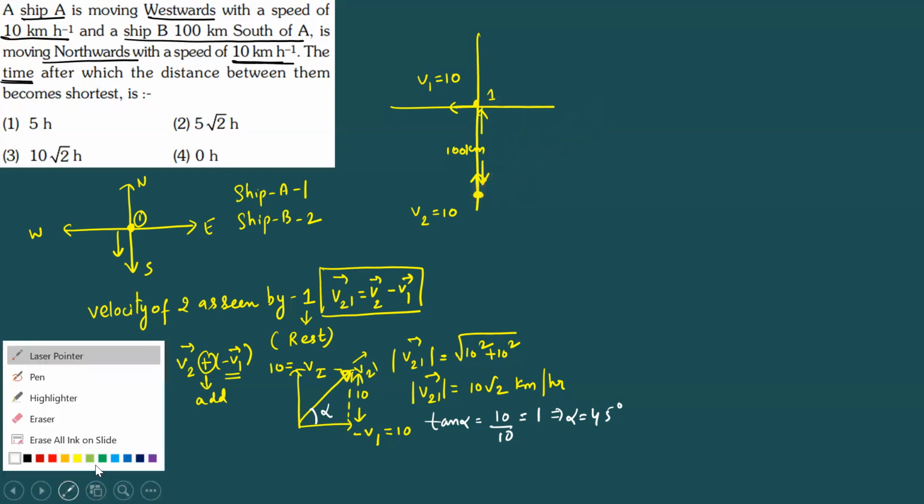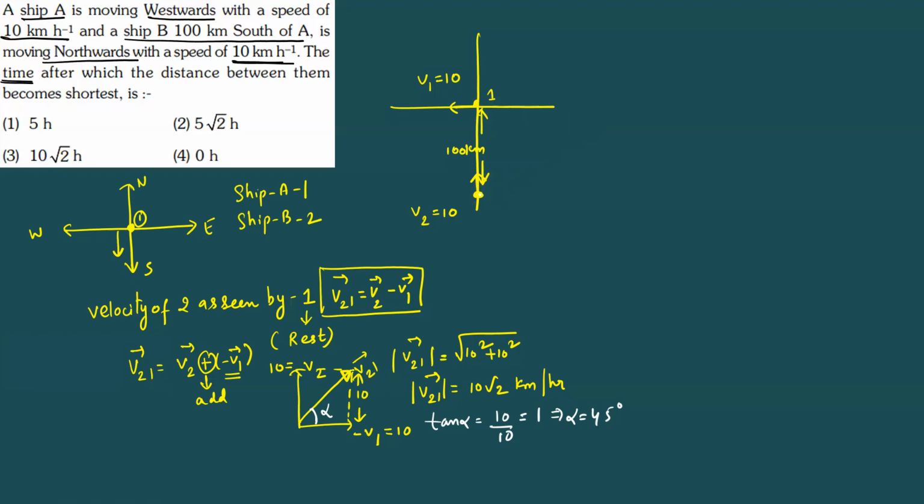So let me draw that. Velocity of 2 as seen by 1 will be in this direction. 2 will be moving in this direction. If I keep 1 at rest, velocity of 2 as seen by 1 will be in this direction. So 2 is moving in this direction. If 2 reaches here, this will be the shortest distance. Drop a perpendicular from 1 to 2.